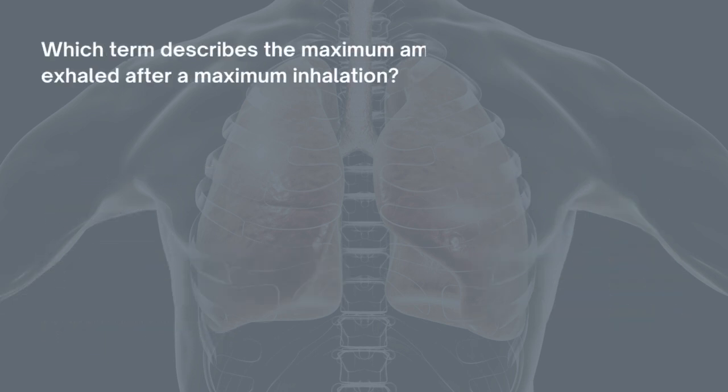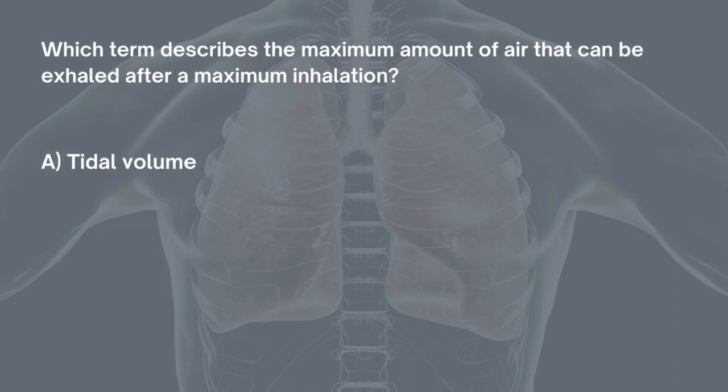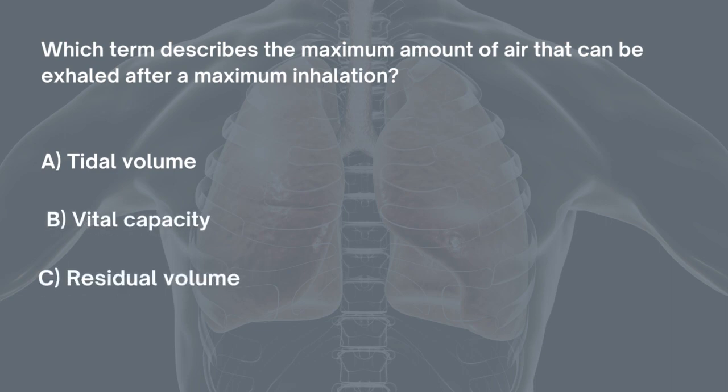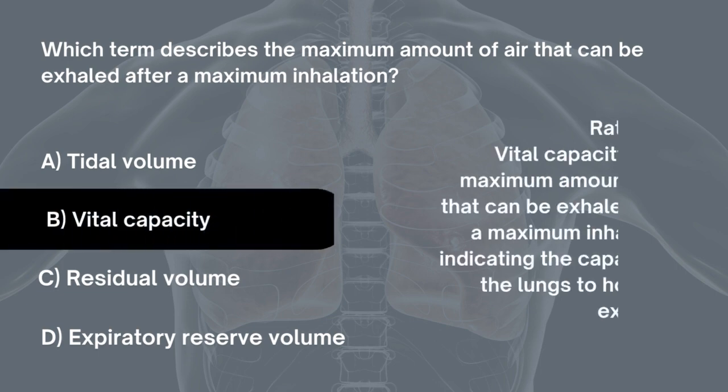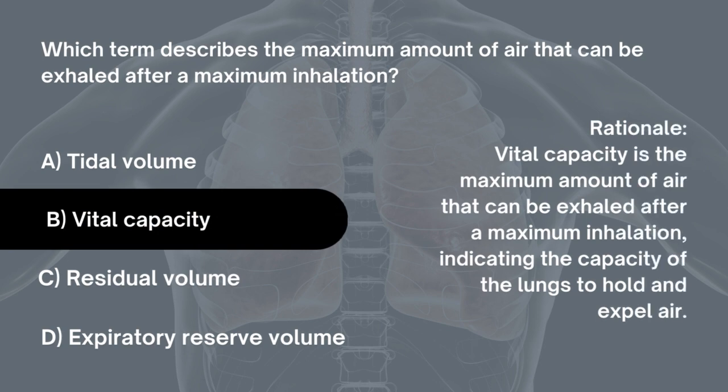Which term describes the maximum amount of air that can be exhaled after a maximum inhalation? A. Tidal volume. B. Vital capacity. C. Residual volume. D. Expiratory reserve volume. Rationale. Vital capacity is the maximum amount of air that can be exhaled after a maximum inhalation, indicating the capacity of the lungs to hold and expel air.